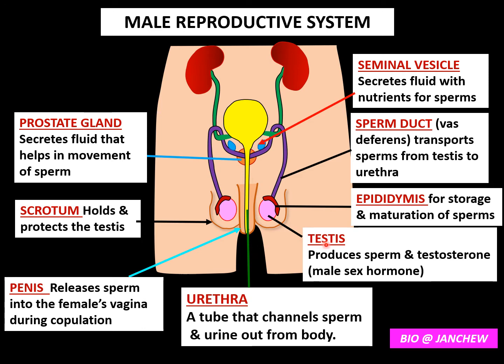Okay, so a male has a pair of testes, which is the male reproductive organ that produces sperms in the seminiferous tubules here, which we'll discuss later. The testis also produces the male sex hormone called testosterone. The function of testosterone is to stimulate the maturation of the sperms and the development of the male secondary sexual characteristics during puberty at around the age of 14 for boys.